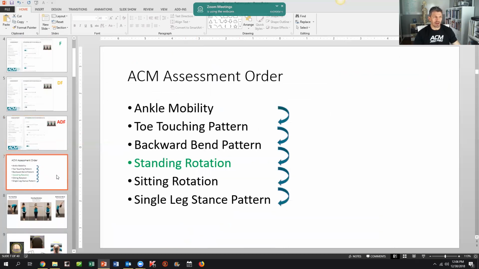Now, there's a reason why we are doing the standing rotation in the order that we have in the assessment protocol, number 4, and we're going to talk a lot more about that: how the first 3 assessments built into the standing rotation, what you should almost be able to predict from the first 3 assessments, and what you might find in the standing rotation. Again, it's an assessment and a validation of those first 3.